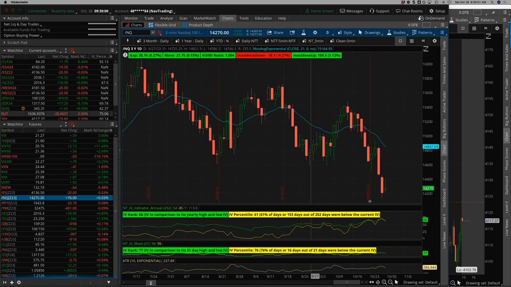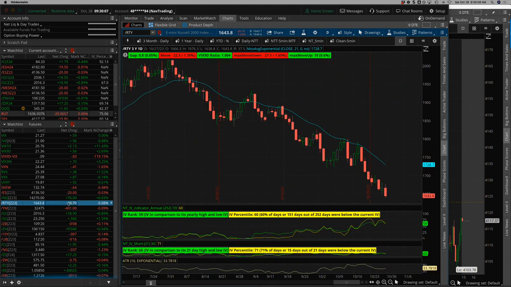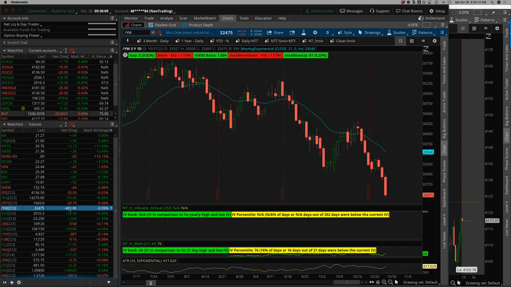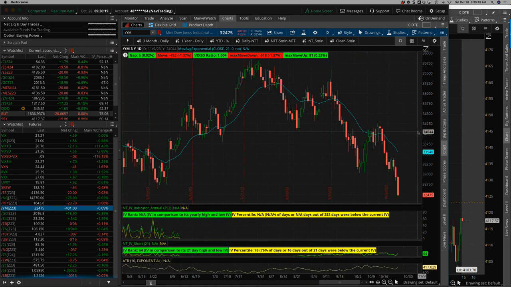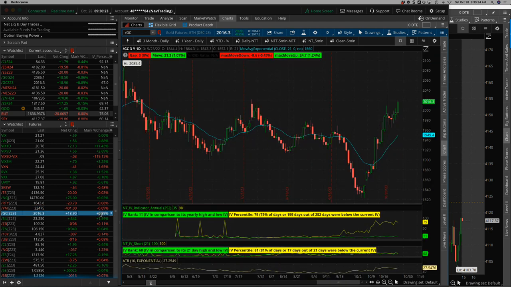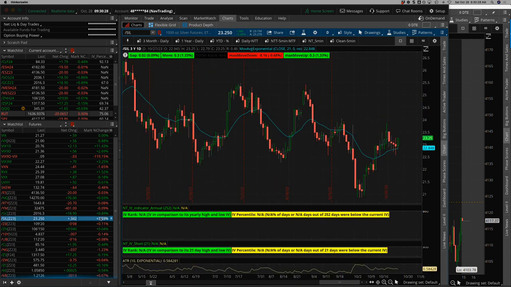NASDAQ did not push on new lows on Friday, so stayed actually slightly green on Friday. Russell made new lows, and the Dow, very weak, made new lows. In fact, the Dow came down and came lower than its May 25th low. So some weakness in the big 30. Gold continued to explode. Silver a little bit higher, but not nearly as bullish as gold. Actually, silver ended up a little bit red on the week.